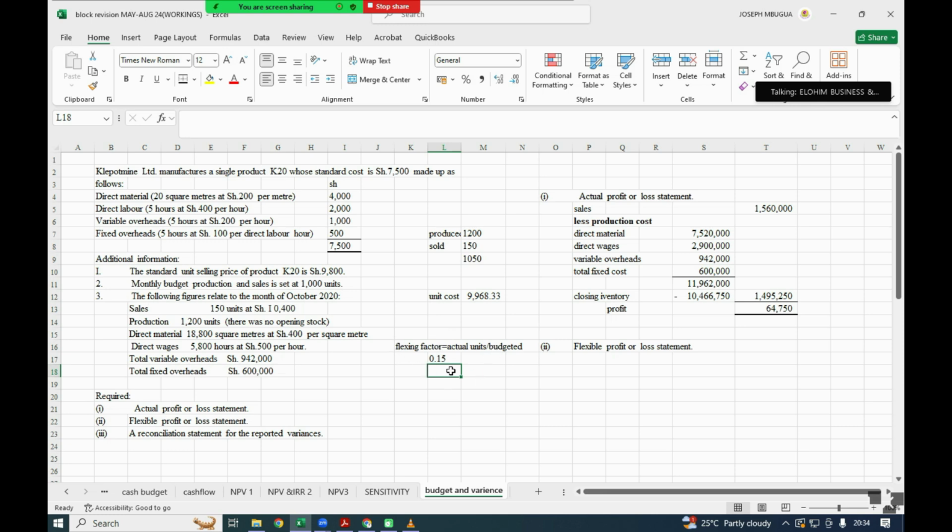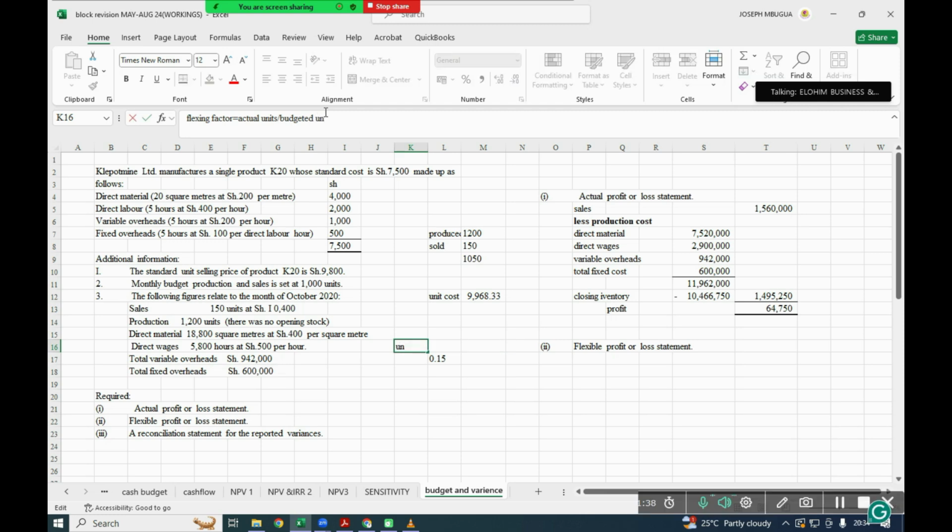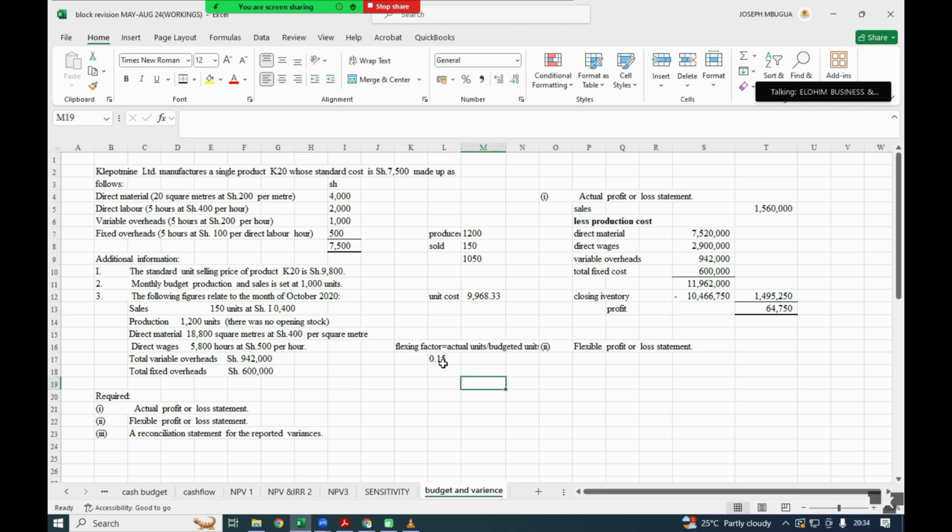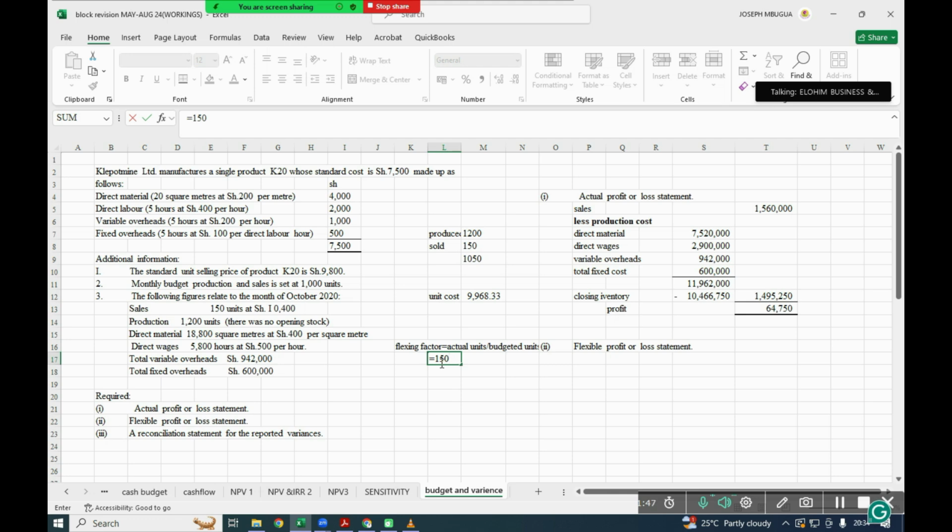Mwalimu, can you kindly repeat the flexing factor? Yeah, so the flexing factor, we are taking the actual units and we divide by the budgeted units. In this case, our actual units that were sold was 150, the 150 that was sold in note number 4. And in note number 2 we had budgeted to sell 1,000 units. That's why we'll get a flexing factor of 0.15.